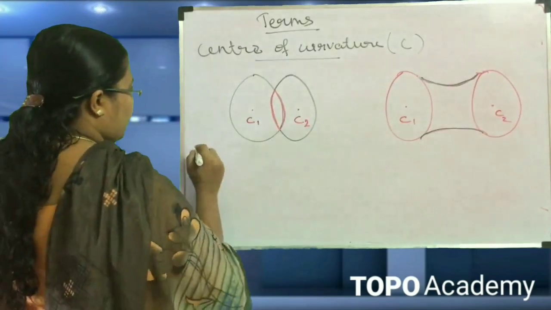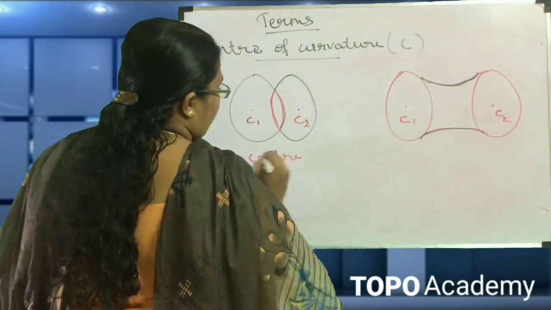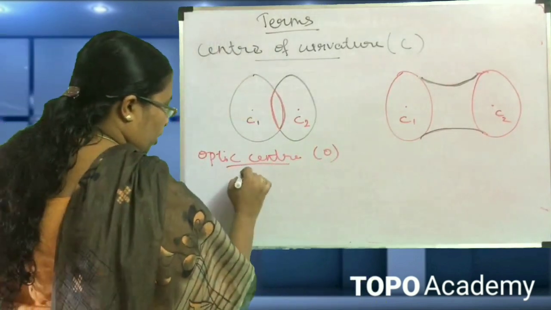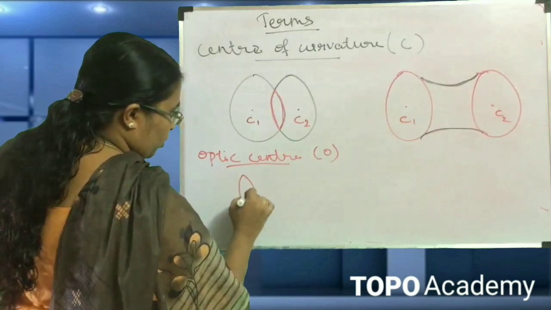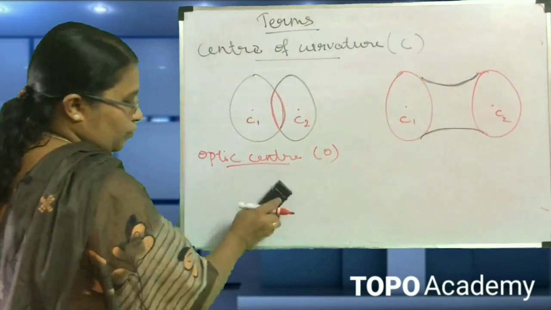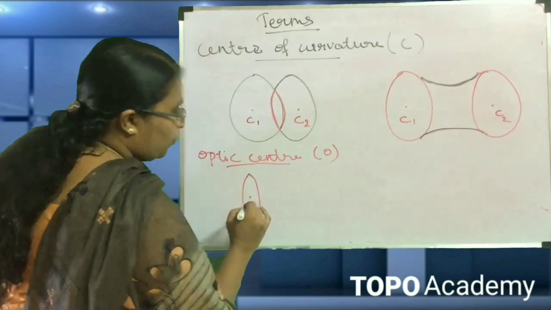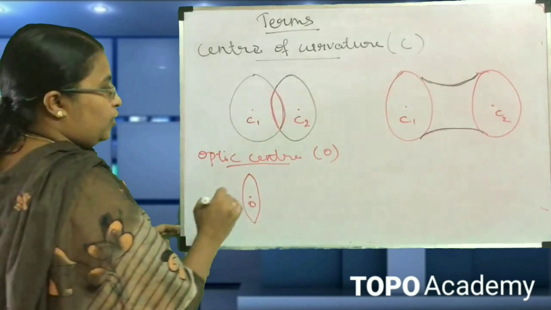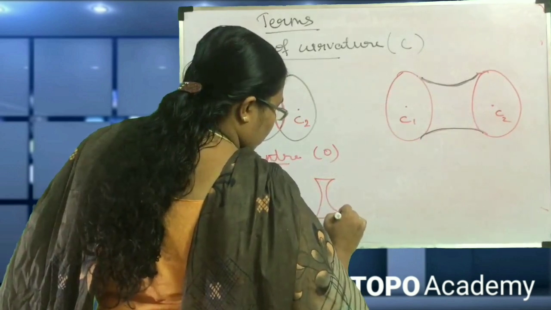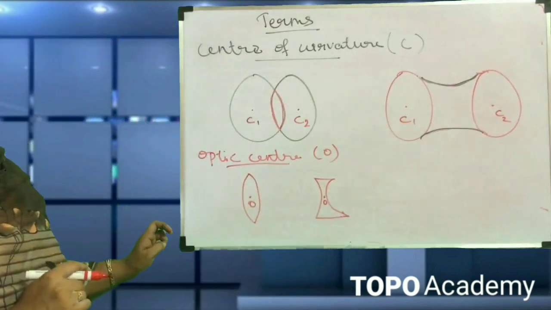Next, we have to see the optic center. Optic center is denoted by O. This is the convex lens, and this is the optic center. The center point of the lens is known as optic center. In case of convex lens and concave lens, this is the optic center of the concave lens.